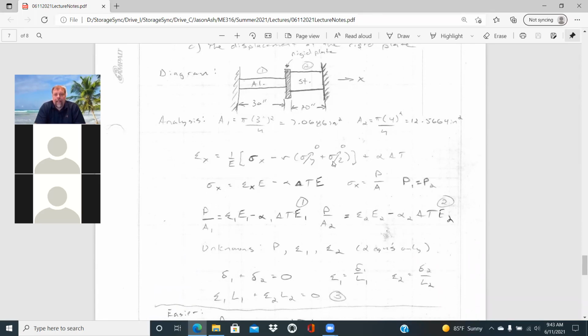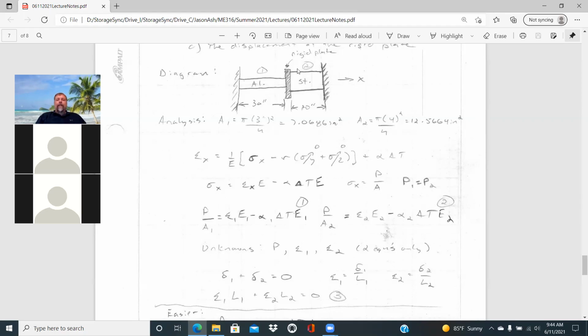Sigma y and sigma z are 0 since they're not constrained by these rigid sides. They're allowed to expand or contract if needed, and it's a frictionless type surface at that contact. But in that regard, those states of stress would be 0, and that would give us sigma x is equal to epsilon x times the Young's modulus, minus alpha delta T times E. And again, sigma x is equal to P over A.